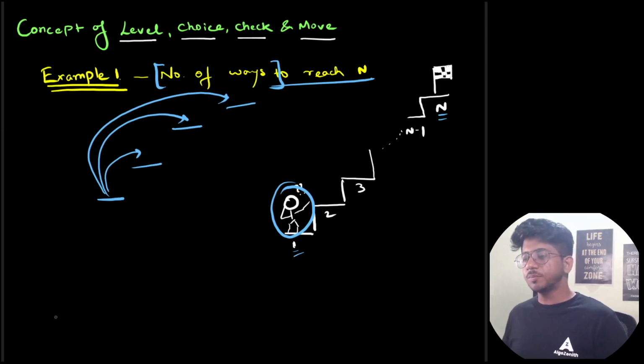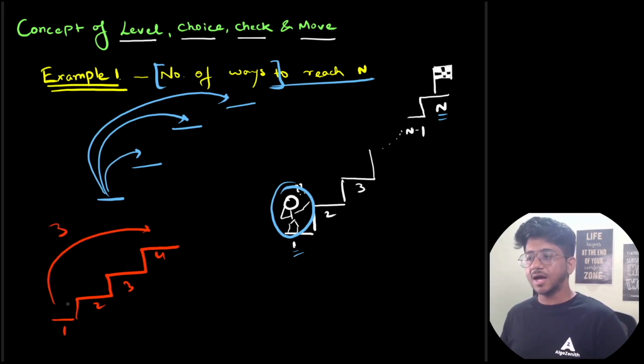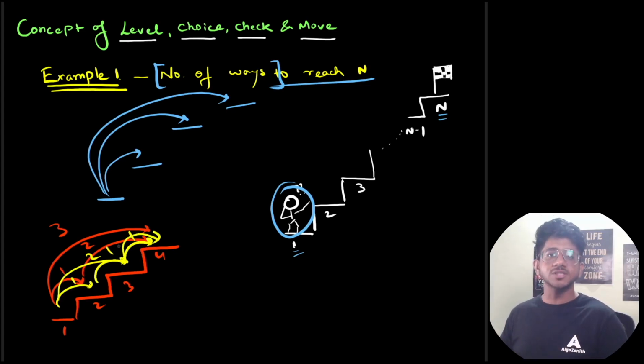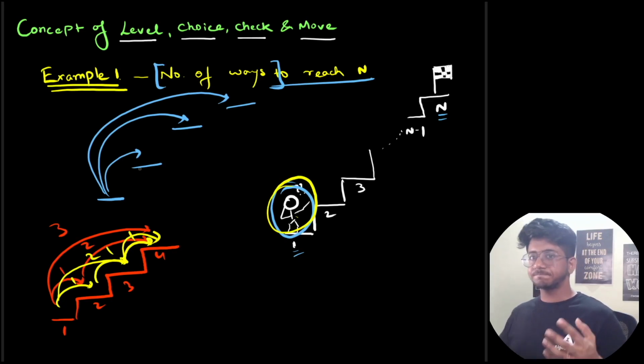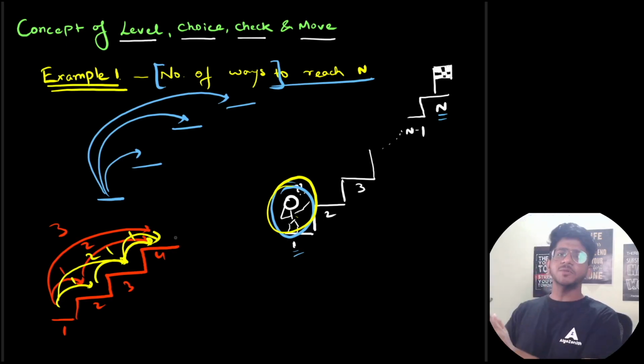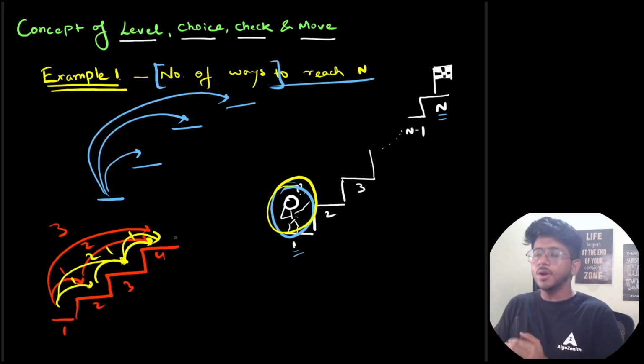For example, if the person is standing at 1 and he has to reach 4, okay? One way is he jumps 3 steps right away. Another way is he jumps 1 step and then jumps 2 steps. Another way is he jumps 2 steps first and then 1 step. Another way is he jumps 1 step, and then 1 step. So there are multiple such options that are available, right? So that is what we are interested in, that find out the number of ways. If a person is standing at step 1 and he can make a 1, 2 or 3 step jump, how many ways are there to actually reach n, right? So this is a very simple problem. You might already have a solution of this, or maybe this is new to you, but we're going to learn it from the framework of this level, choice, check and move, right?